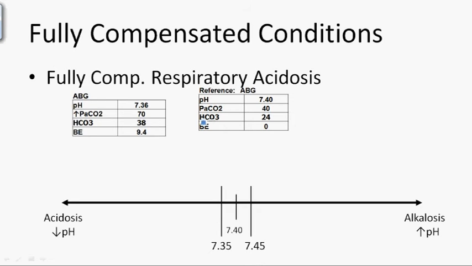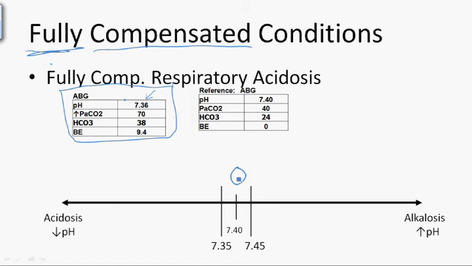The next set of conditions we have to consider are fully compensated conditions. So we've got full compensation. Now, how you know right off that it's something that's fully compensated is that in the blood gas we're interpreting, this one right here, I've got a normal pH. We're in that normal range. So something's going on. Well, let's not try to predict right off the bat. Let's just plot this out.